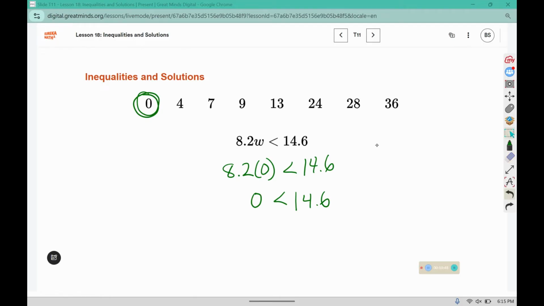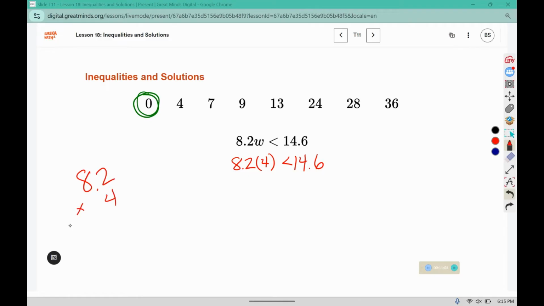Let's check the next one. If I replace the w with the number 4, is that smaller than 14.6? Well, let's try it. 4 times 2 is 8. 4 times 8 is 32. We have one decimal spot, so this would be 32.8. Is 32.8 smaller than 14.6? Well, no. 32.8 is not smaller than 14.6.